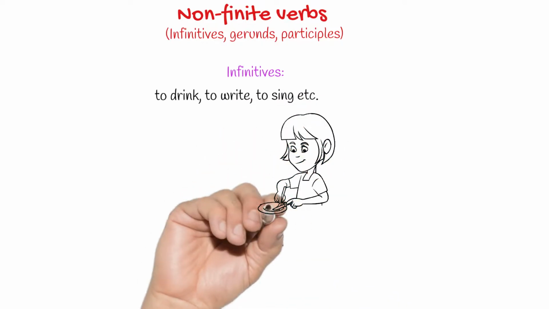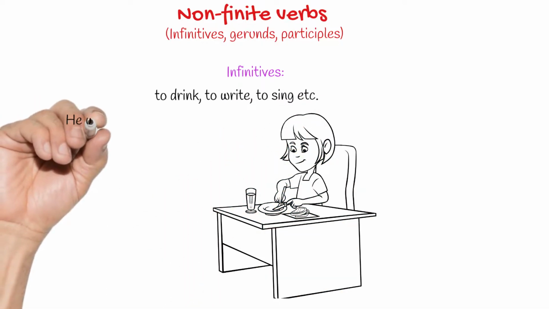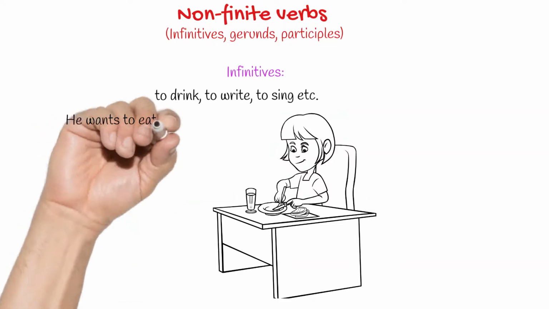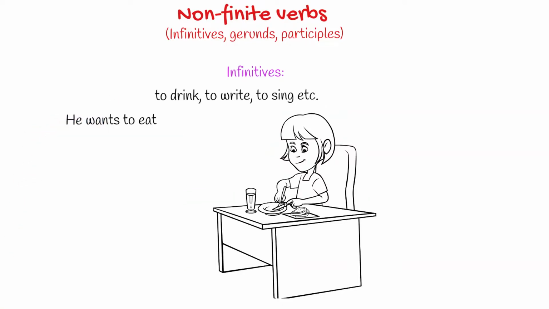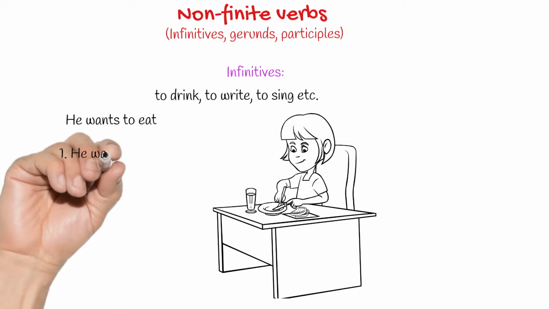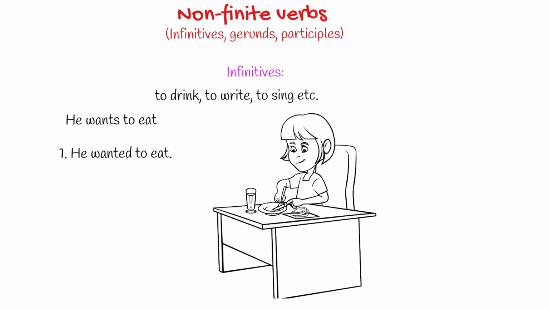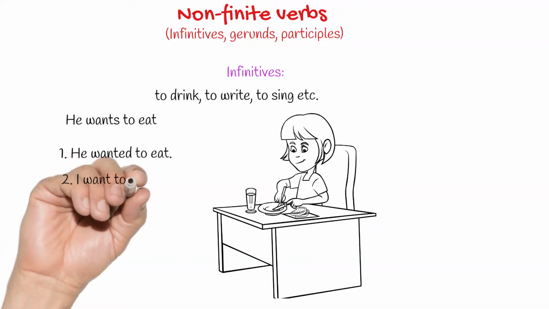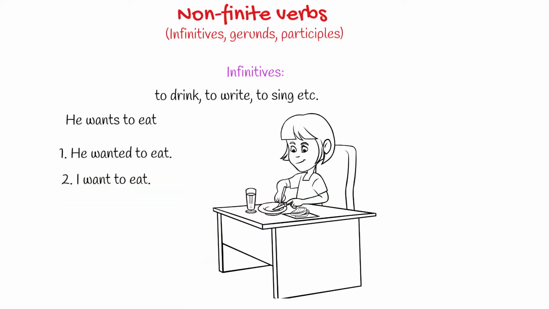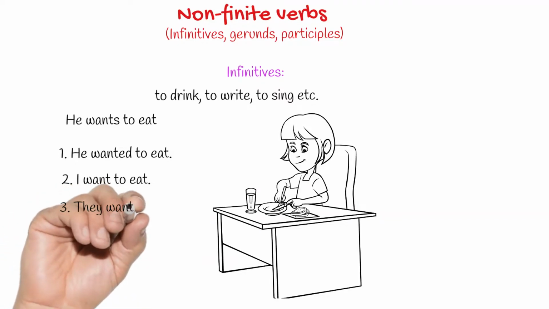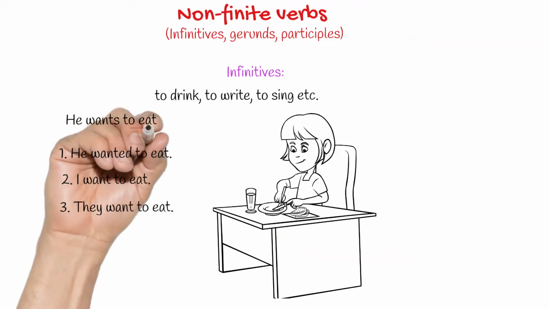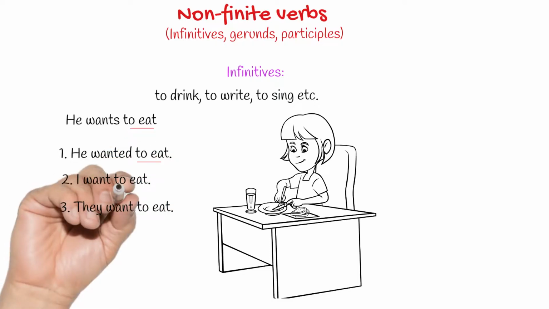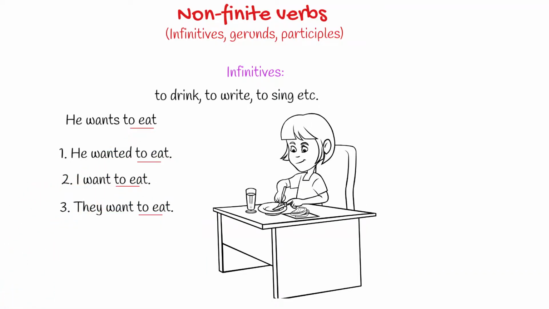Let's examine the following statement containing an infinitive. He wants to eat. Even when I change the simple present tense of this sentence to another tense such as he wanted to eat, the infinitive is not affected. Secondly, when I change the person he to I, again there is no change in the infinitive. And finally, if I change the singular he to a plural pronoun like they, the infinitive remains the same.